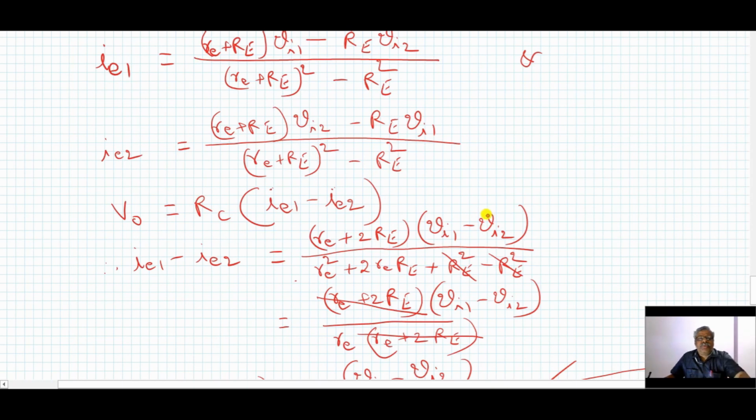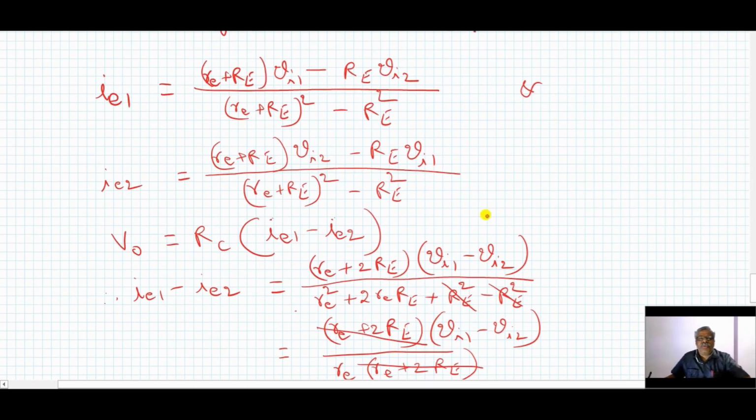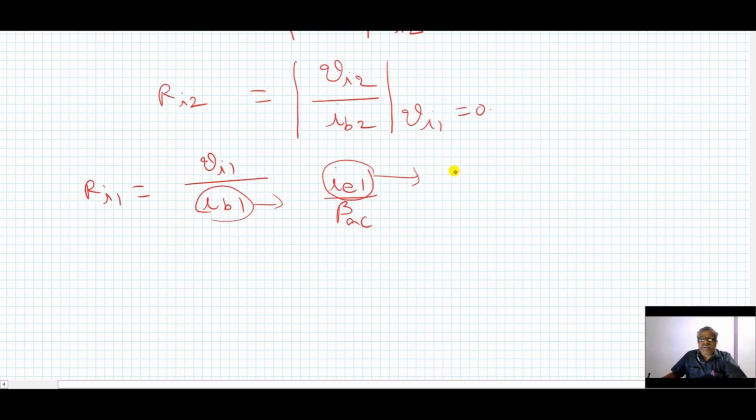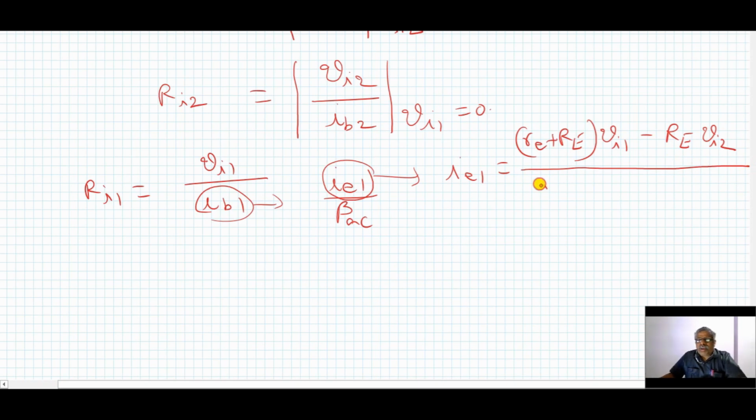Re plus Re into Vi1 minus Re into Vi2 by (re plus Re) whole square minus Re square. Let us write that equation. IE1 is equal to small re plus capital RE into Vi1 minus capital RE into Vi2 divided by (re plus capital RE) whole square minus RE square.